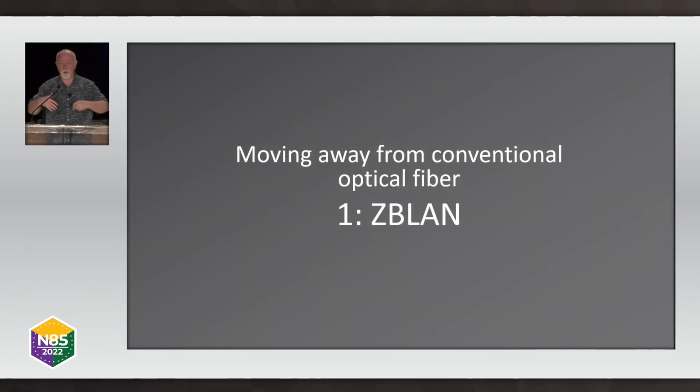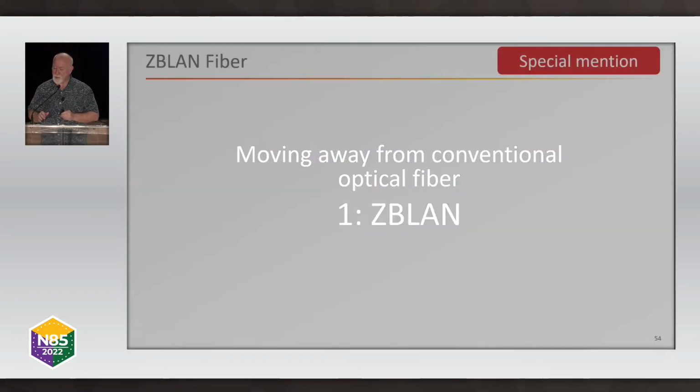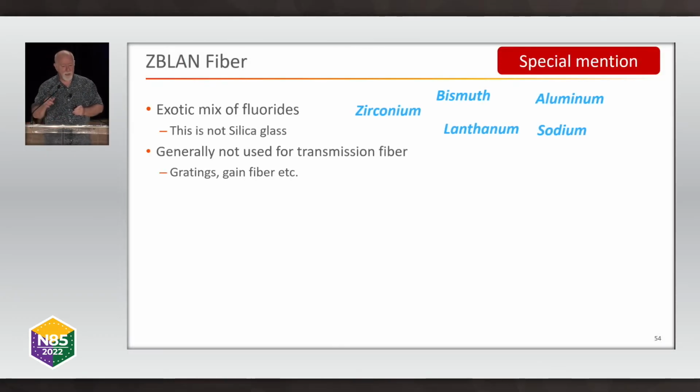Now, we really need to start looking at other fiber types. And I have a special mention here of a fiber type called ZB-LAN. It's called ZB-LAN because it's an exotic mix of these fluorides: zirconium, bismuth, lanthanum, aluminum (though I would call it aluminium), and sodium, whose chemical symbol is Na. So that's where you get the ZB-LAN name from.